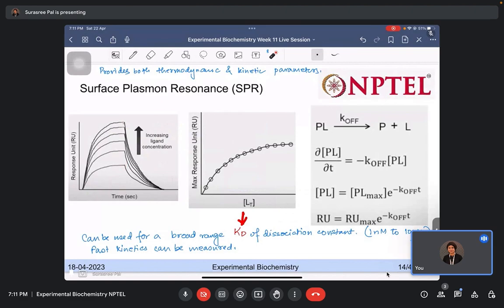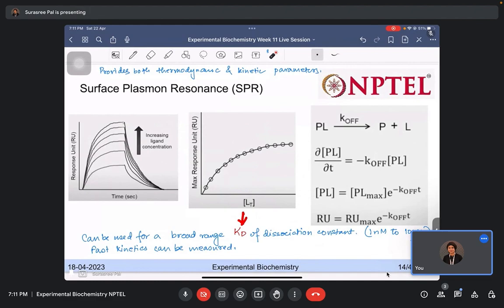And the maximum value of this response, in response units, can now be plotted with respect to the total ligand concentration, which is known to us. When this response unit is plotted against the ligand concentration, it gives rise to this kind of graph, which is very familiar to us. From this graph, we can calculate the KD value, right? And this particular experiment, SPR, can be used for a broad range of dissociation constants from 1 nanomolar to 10 micromolar, and fast kinetics can also be measured.